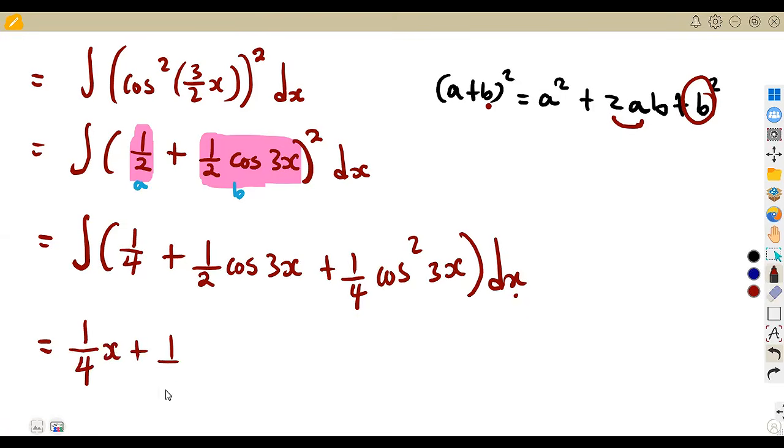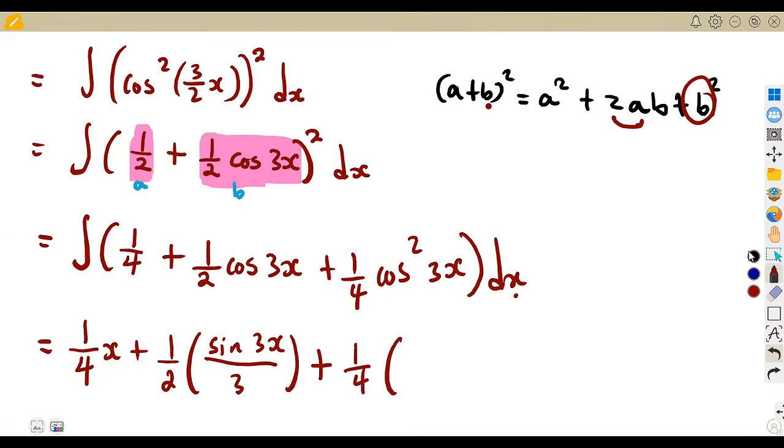Plus 1 over 2, we integrate cos. Remember, cos changes to a sine. So it's going to be sine 3x, and we divide by 3. This was our integration from our N5. Also from our N5, we had the integral of a cos squared and a sine, a cot, whatever that we have. This integral is also in our formula sheet.